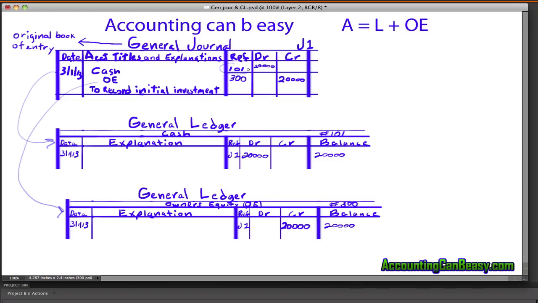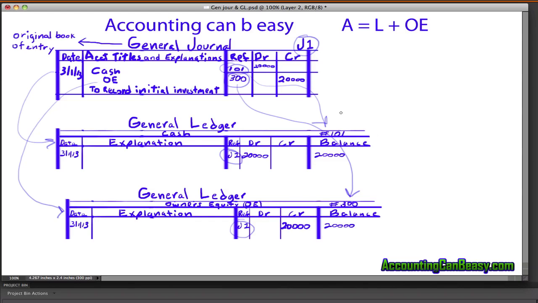For instance, the 101 is just the account number for cash. The 300 is the account number for owner's equity. The J1 in the General Journal tells us that this entry was recorded on page 1 of the journal. And if you look at the General Ledger, it's referenced for both accounts.